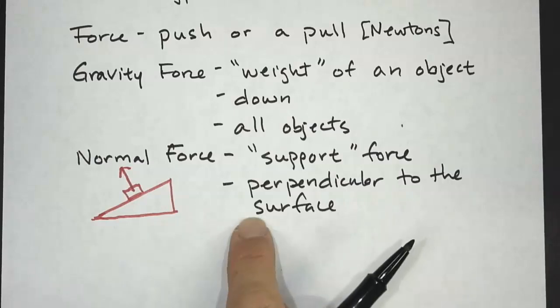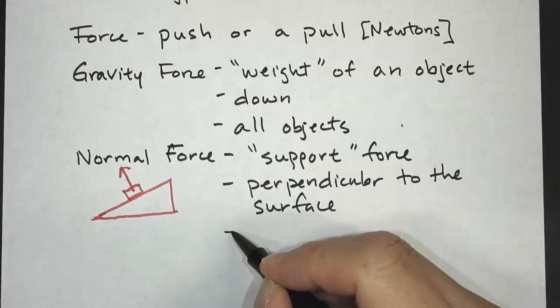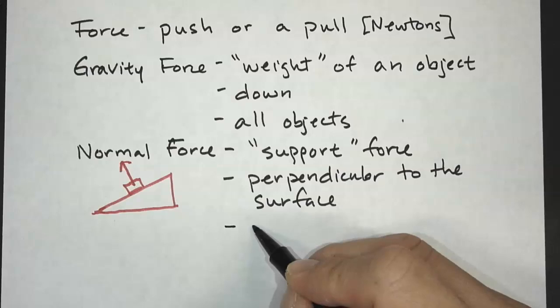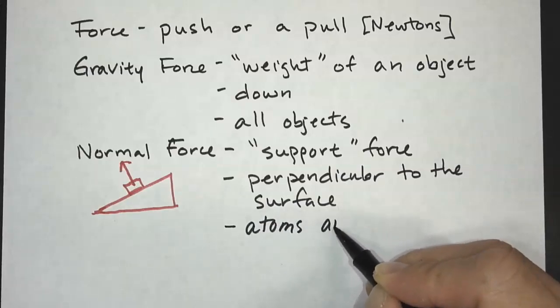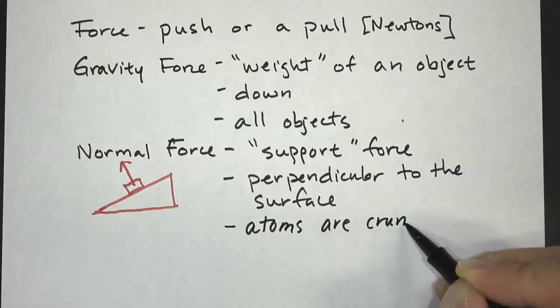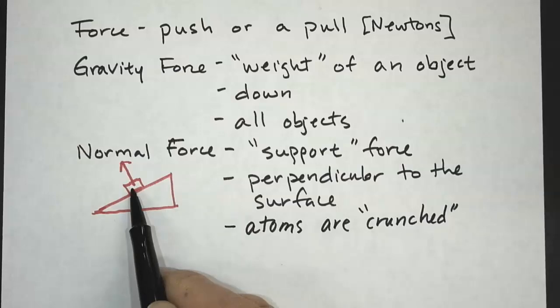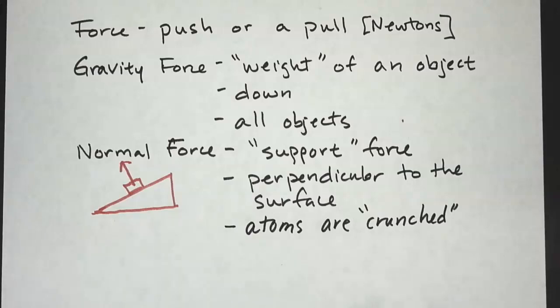If the surface is flat, then it's just going to be straight up. This is a result of the object pushing into the surface. So we can think of this as the atoms being crunched. It's not a very technical term, but it gives you an idea that this is pushing against the ramp, and those atoms are crunched. So whenever those atoms are crunched, we know there is a normal force perpendicular to the surface.